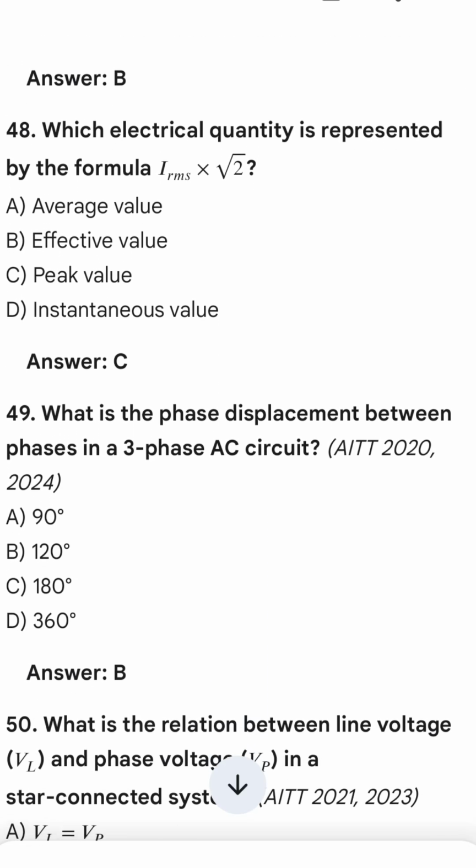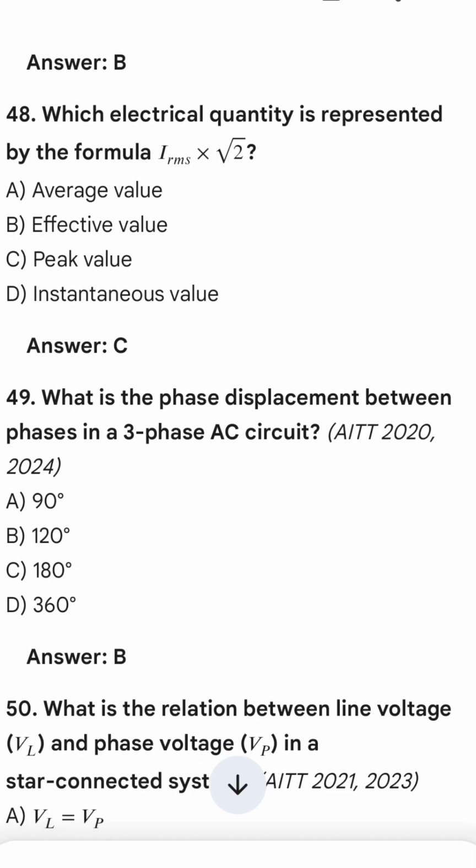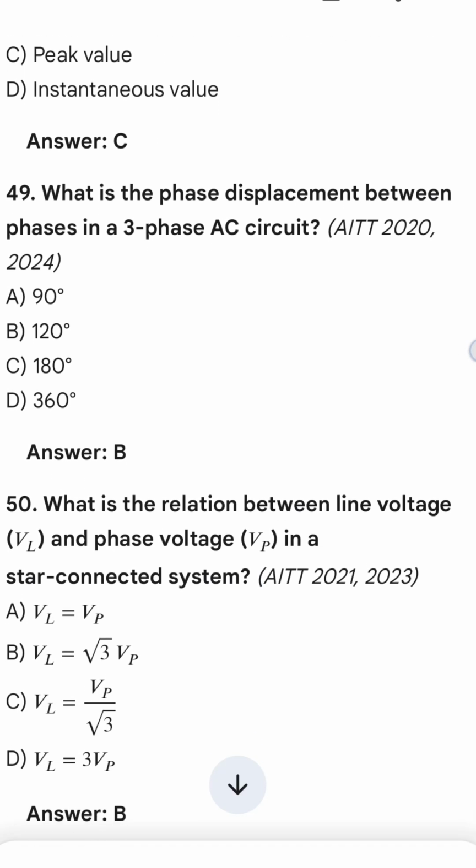Question 48. Which electrical quantity is represented by the formula IRMS multiplied by √2? Option A, average value. Option B, effective value. Option C, peak value. Option D, instantaneous value. Option C, peak value is the correct answer.